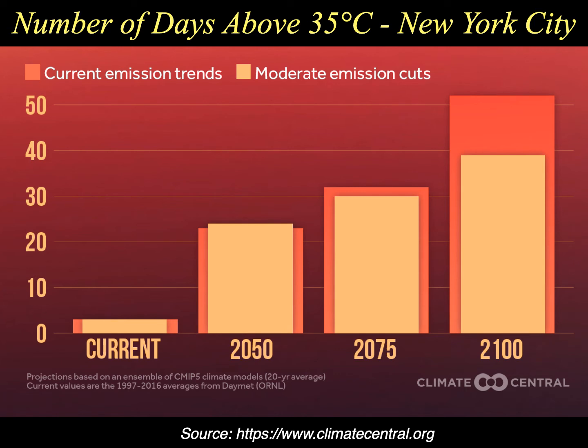Let's skip all the way to 2100. By 2100, under the current high emission trend, New York City will probably experience over 50 days where temperature rises above 35 degrees Celsius. Under a moderate emission scenario, so roughly RCP 4.5 to 6.0, we could limit that to only 40.